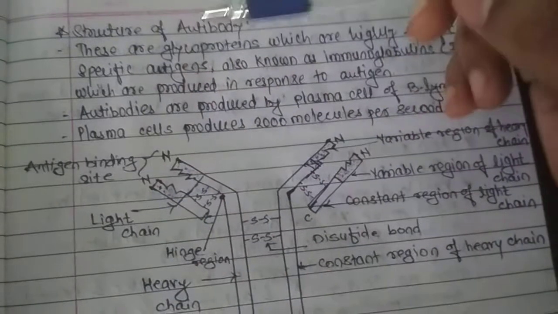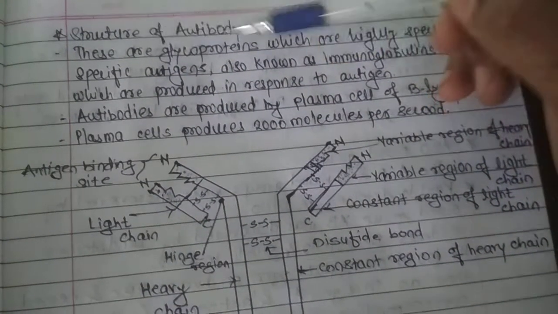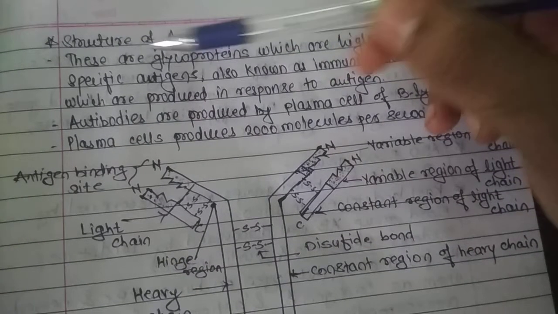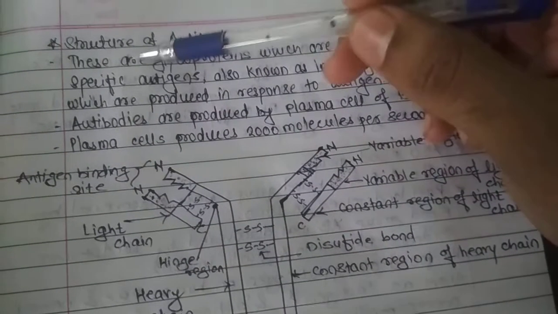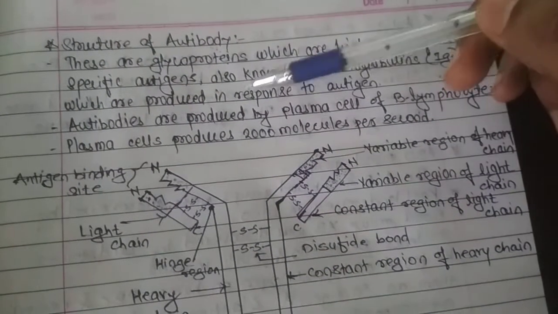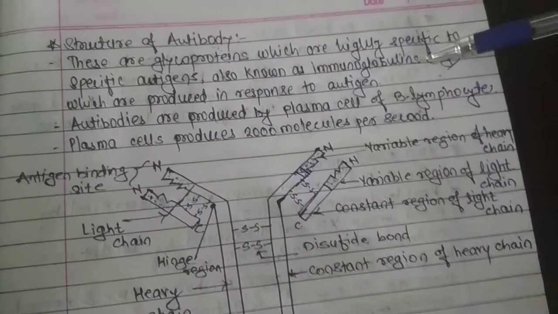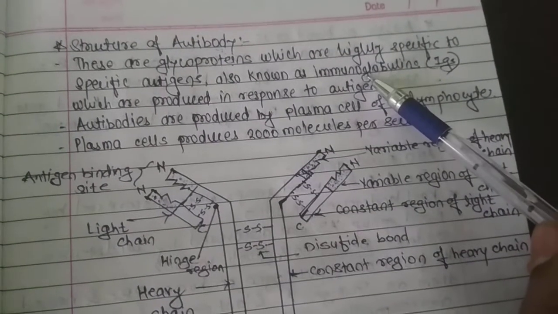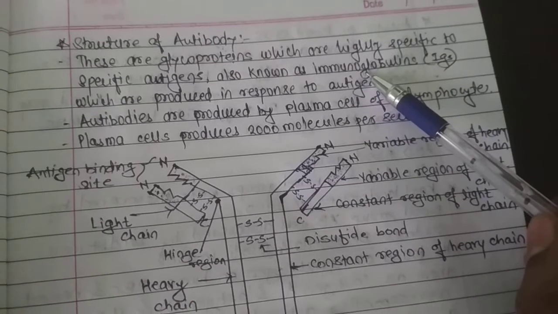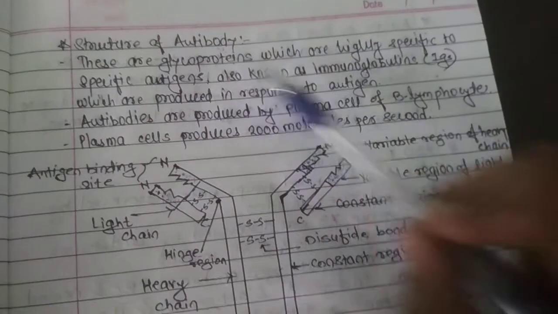Hello students, in this lecture we are going to study the structure of antibody. As you are aware about antibody previously, so we start with this point. These are the glycoproteins which are highly specific to a specific antigen, also known as the immunoglobulins. So you already learned about immunoglobulins. Immunoglobulins are produced from B lymphocytes by the plasma cell, that is what we call the antibody.